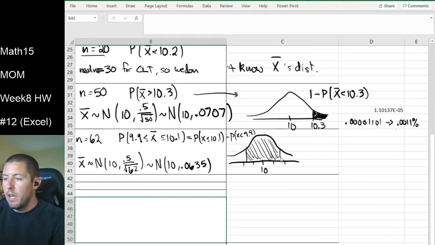What I'm picturing right here is we will first find all of this area. That arrow right there is the probability that we are less than 10.1.